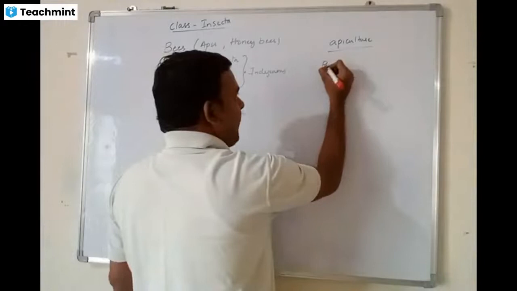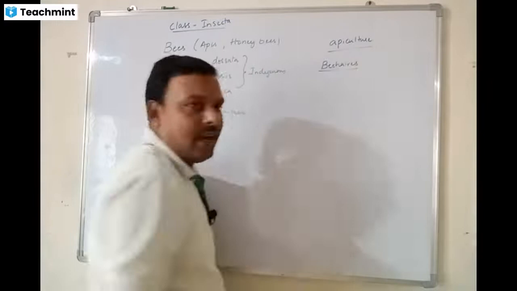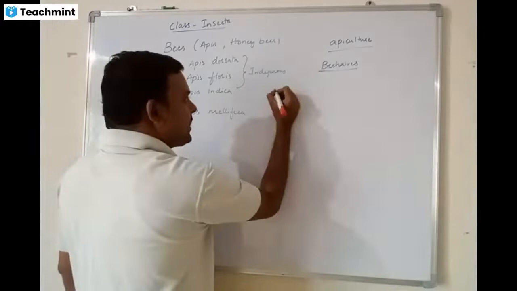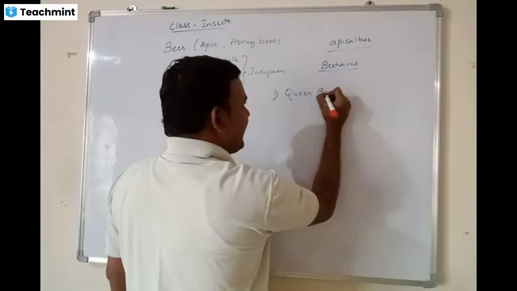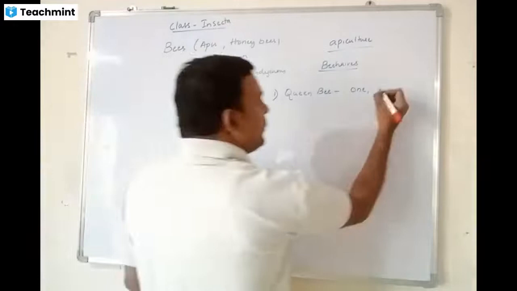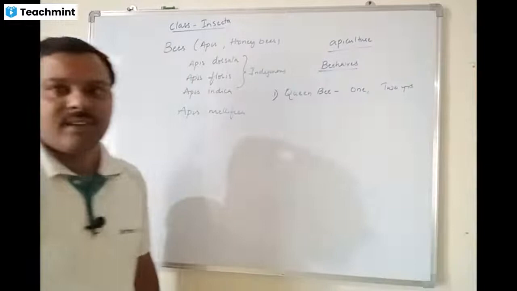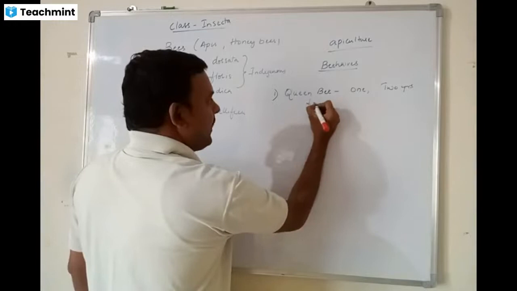So in beehives, there are three kinds of bees. One is called the queen. The queen is a single one; only one queen will be there. Queen bee, I can write. Only one in number, they survive up to 2 years. These are fertile females.